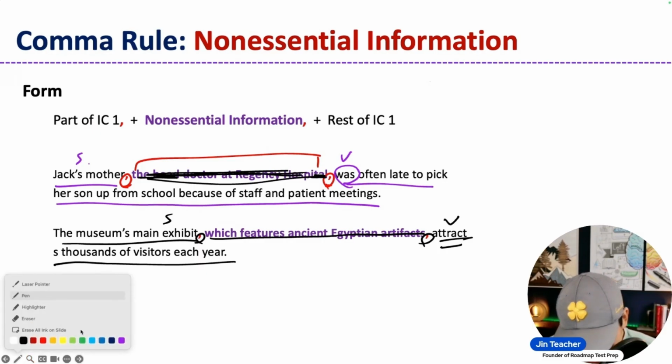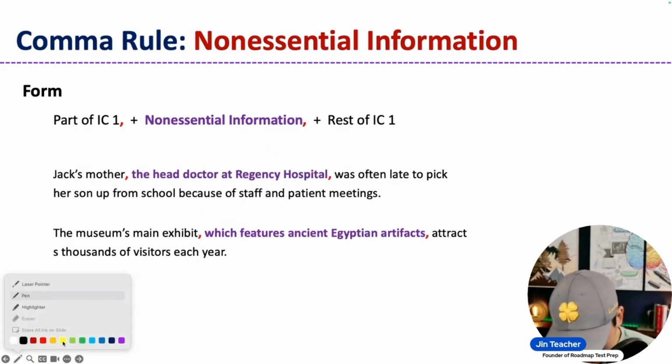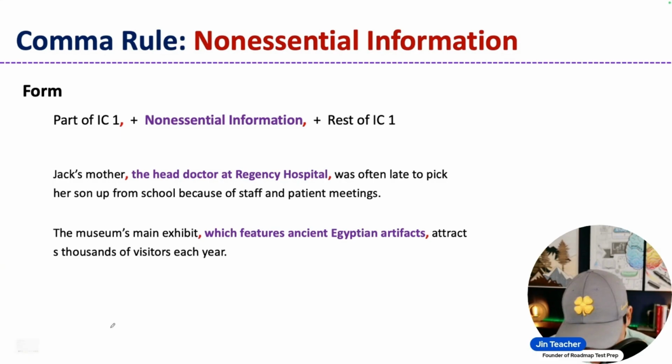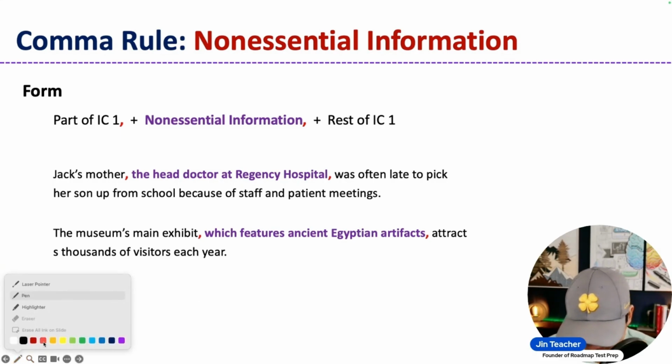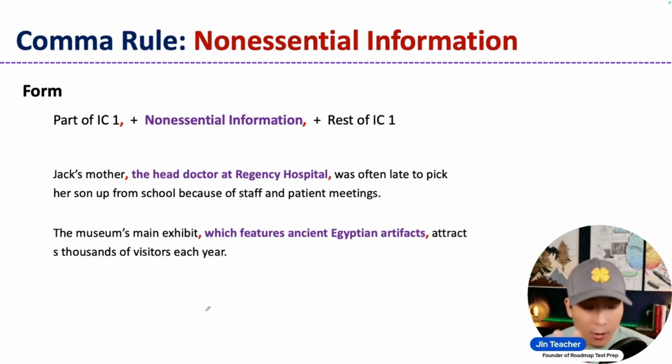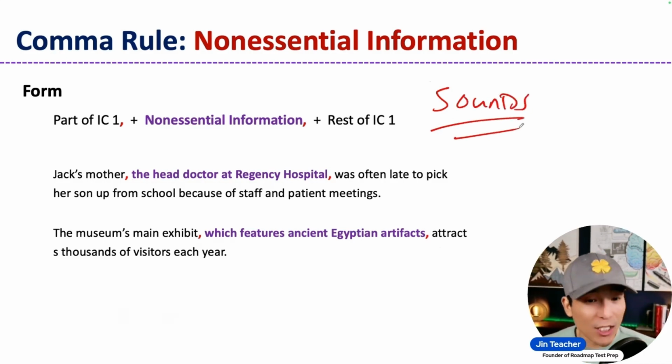Now, what exactly is non-essential information? So this is where I'm going to get a little bit technical, but this is great to know, okay? There are kind of three pieces of information that can help you figure out whether something is non-essential in a sentence, okay? So the first has to do with how it sounds. When non-essential information is placed inside of a sentence, it's going to sound off. It's going to sound like there should be some kind of break or some kind of interruption between the words in the sentence.